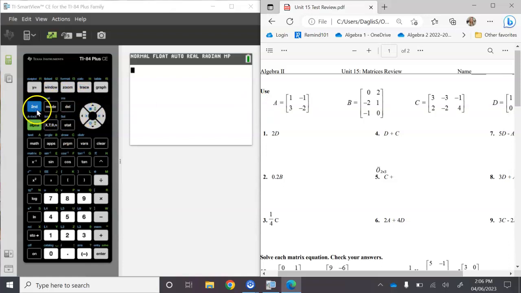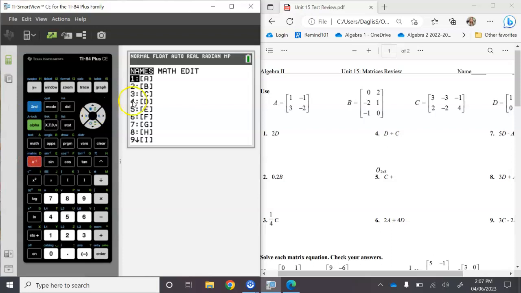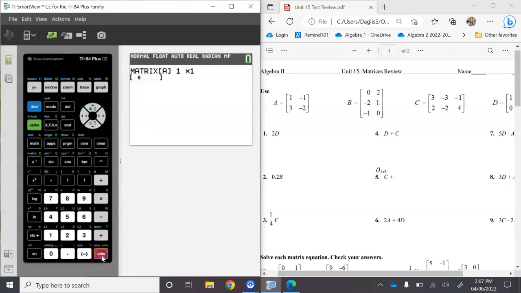On my TI-84, there's an actual matrix button right here. It's in blue. I need to push second, and then my matrix button, and here's my matrix menu. We have to create matrix A, B, C, and D, so I'm going to edit matrix A. We're going to put in the dimensions: 2 rows, 2 columns, so it's a 2 by 2.